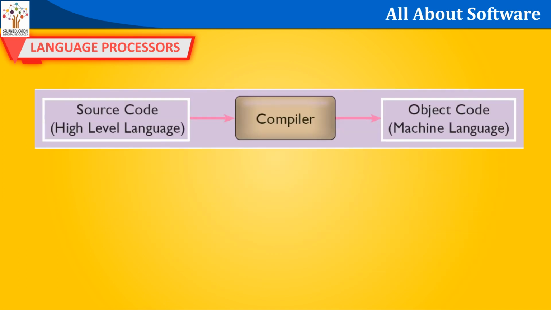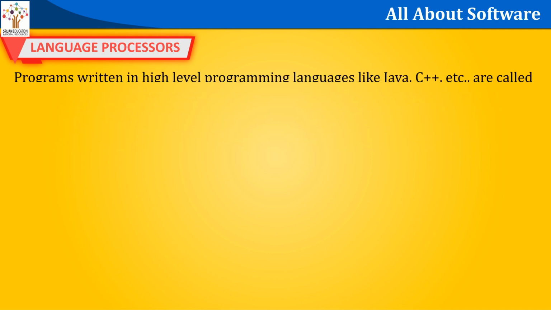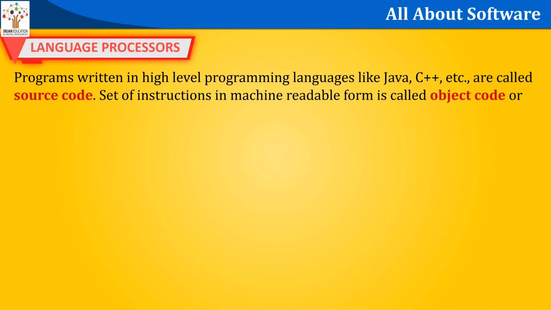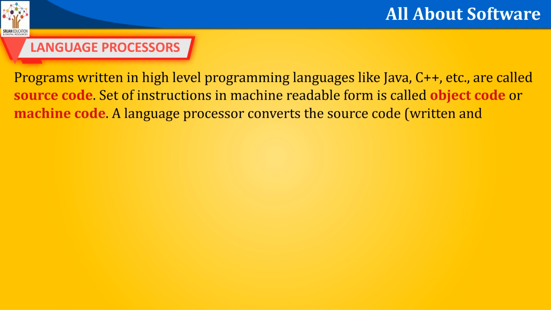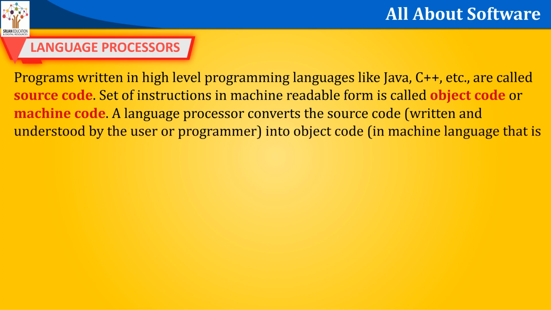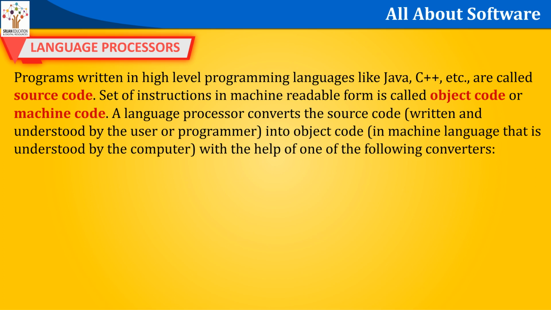Source code, high-level language. Compiler, object code, machine language. Programs written in high-level programming languages like Java, C++, etc. are called source code. Set of instructions in machine-readable form is called object code or machine code. A language processor converts the source code written and understood by the user or programmer into object code in machine language that is understood by the computer with the help of one of the following converters.